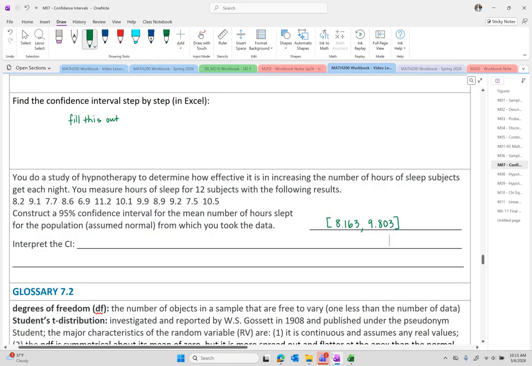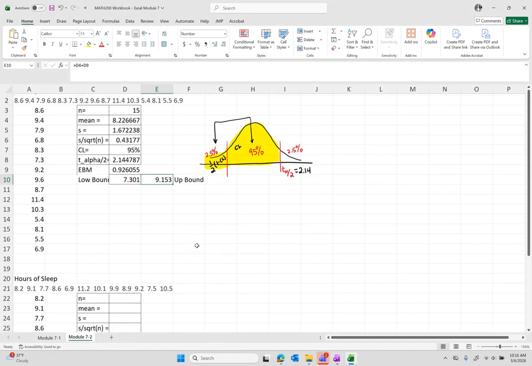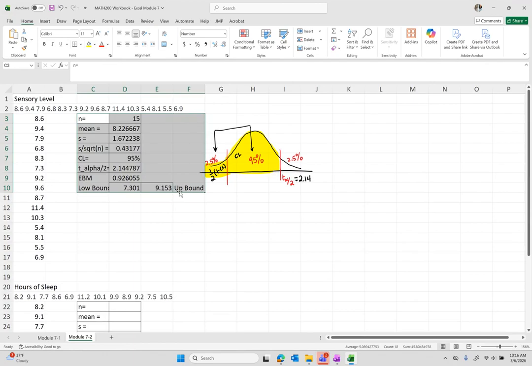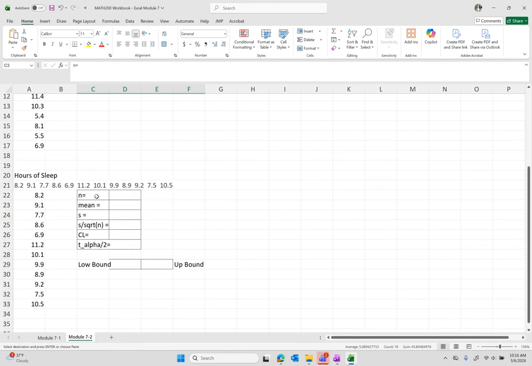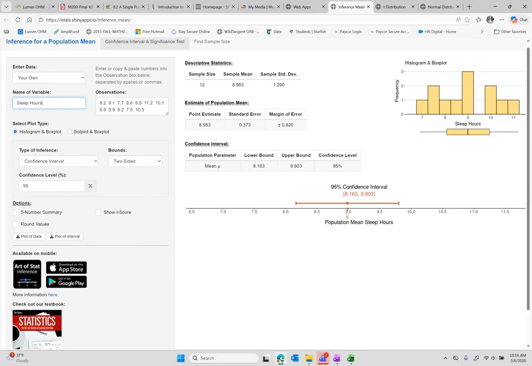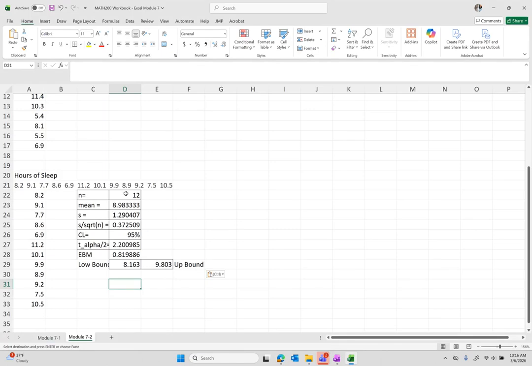We will interpret it in a minute, but let me show you how, if you have already done this work, you can just take all of this and copy it here, and it will automatically calculate everything for you. So I do have an interval 8.163 to 9.803, which is exactly what Art of Stat found. I did find an n equal to 12. I did find a mean of 8.983. Same thing. I did find a sample standard deviation of 1.290.